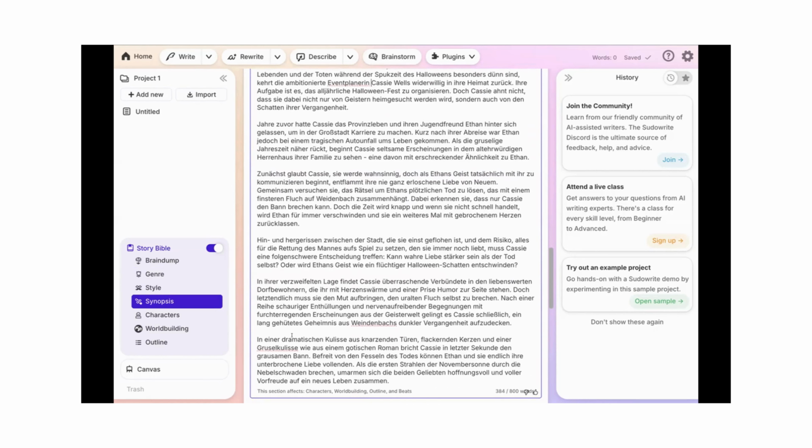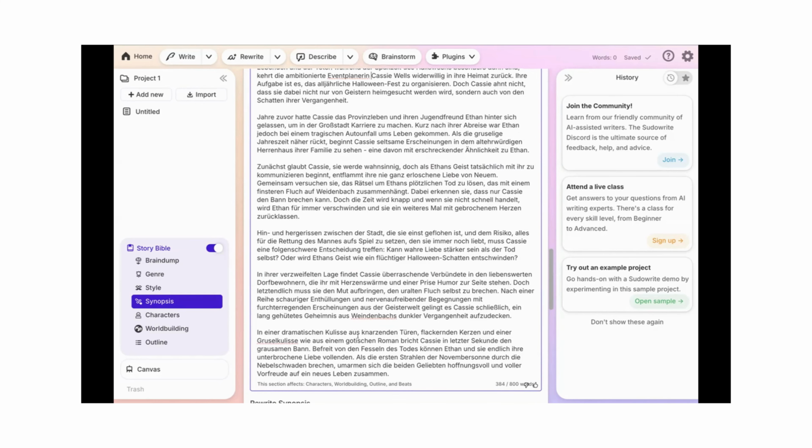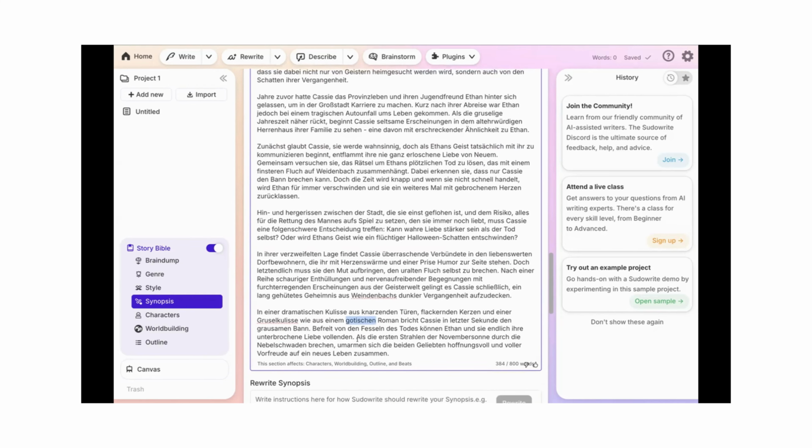Dramatische Kulisse, dramatic sceneries and stuff. Is Kulisse like climax? Kulisse is a bit like setting. Oh, setting. Like stage setting. In a dramatic stage setting. Yes. Wow. Like a bit of a gothic. Gothic romance is also something that would fit as a genre.